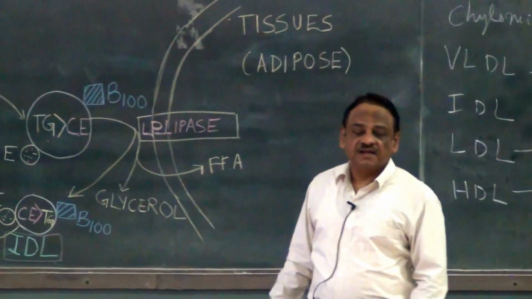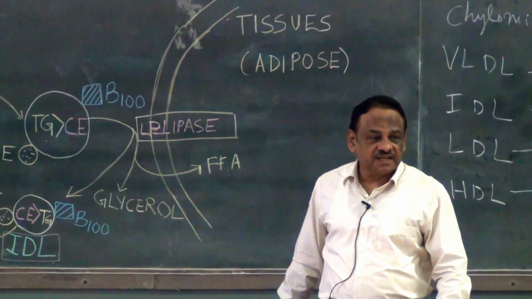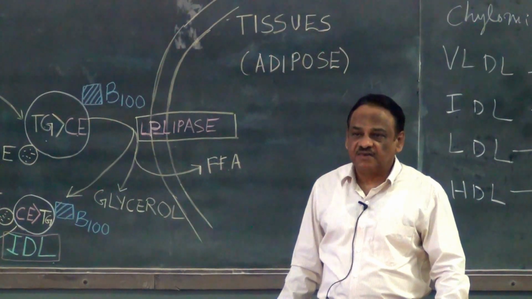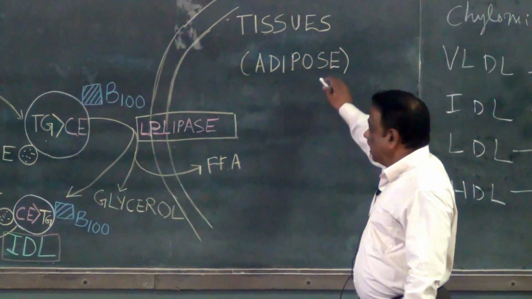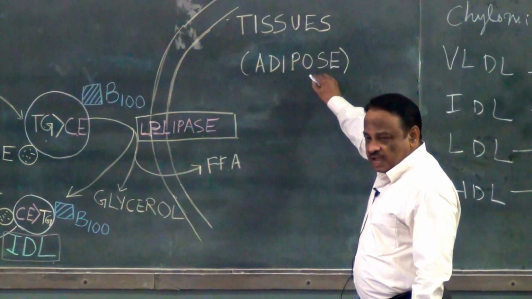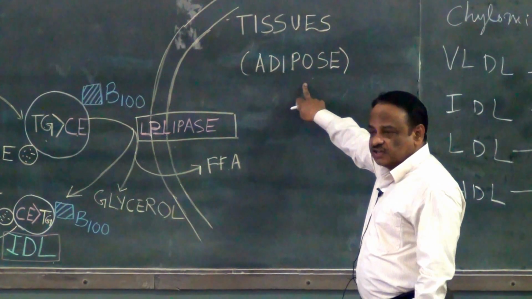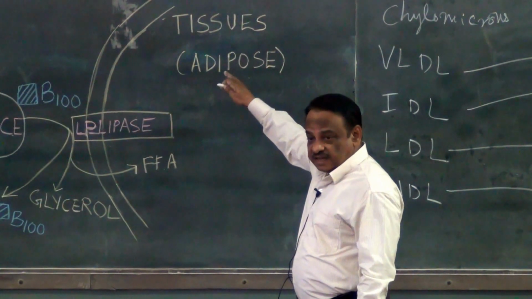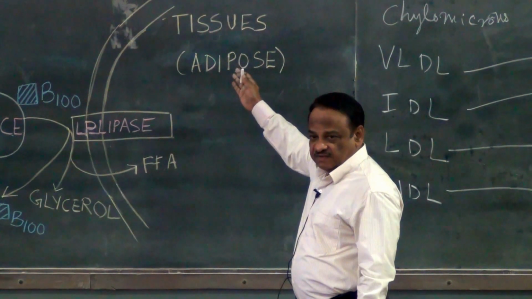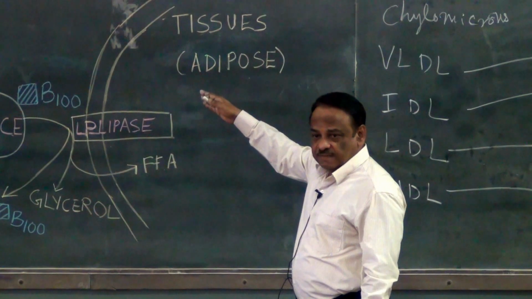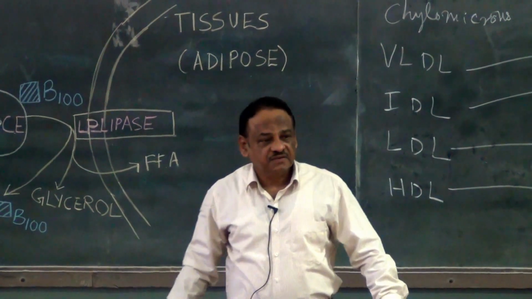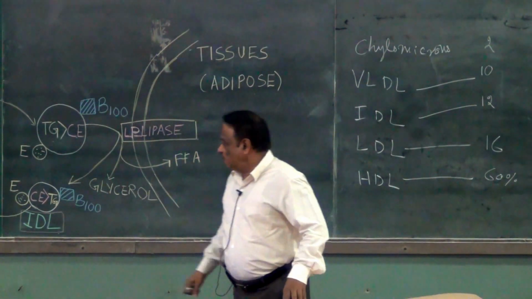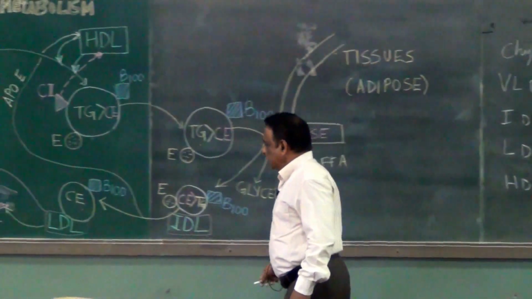Now yet another lipase is hormone sensitive lipase, which is located in the adipose tissue, and it is sensitive to the function of hormones. Glucagon will stimulate hormone sensitive lipase, whereas insulin will inhibit hormone sensitive lipase. So that's a different one. Now you can see that the LDL is formed.